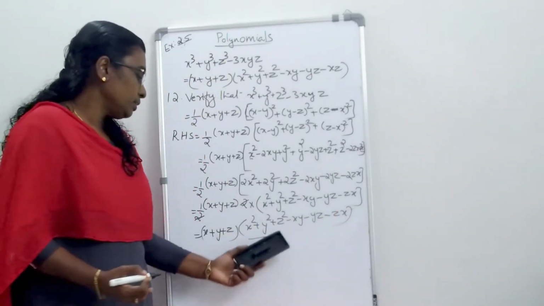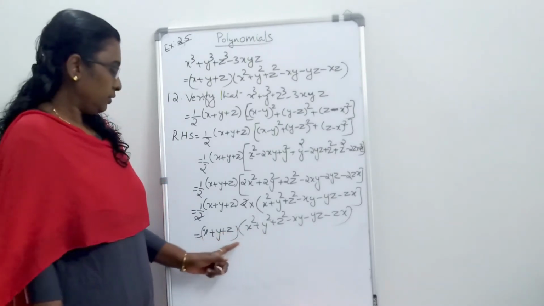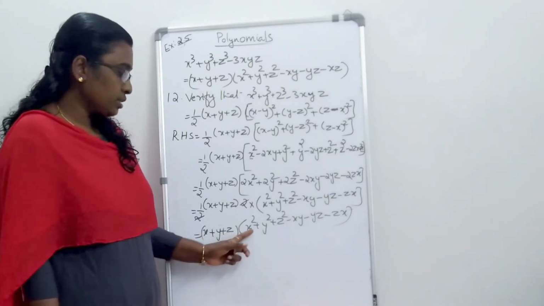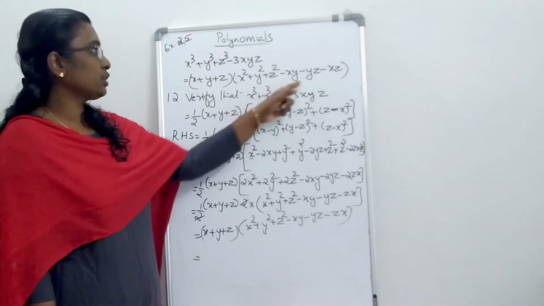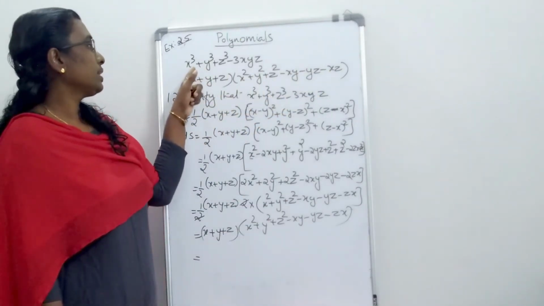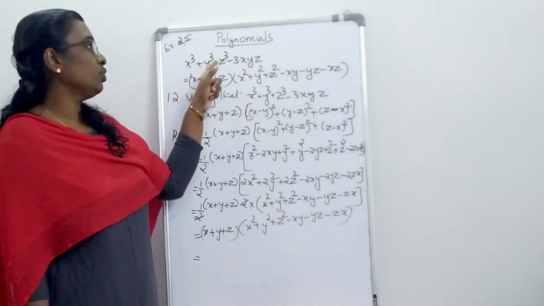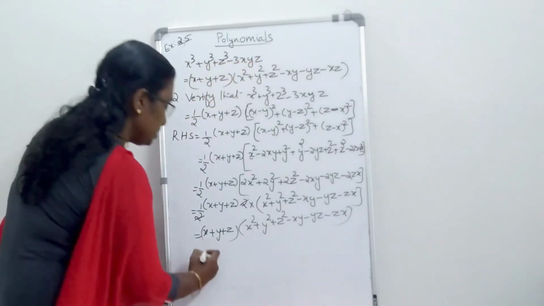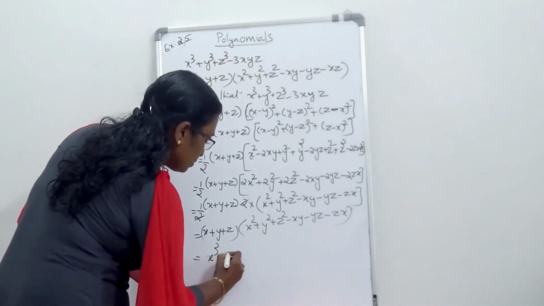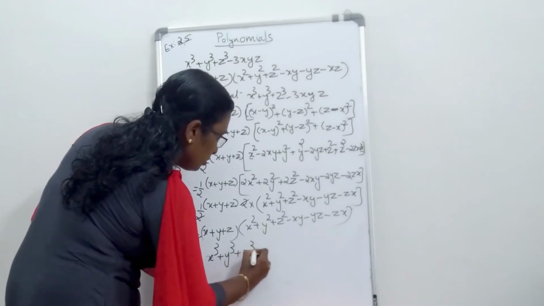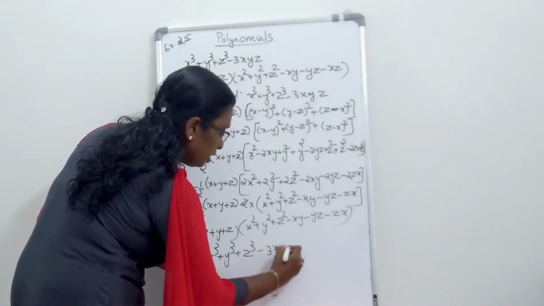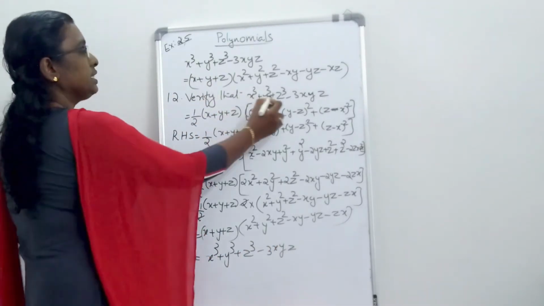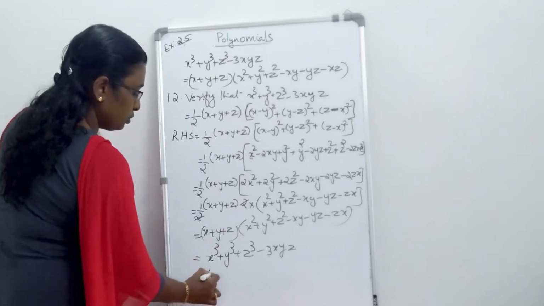We know this one. What is this? x plus y plus z into x square plus y square plus z square minus xy minus yz minus xz is x cube plus y cube plus z cube minus 3xyz, which is our LHS. Hence it is equal to LHS.